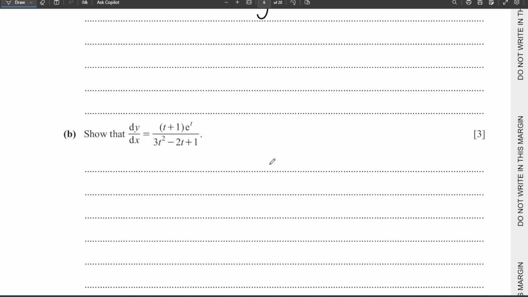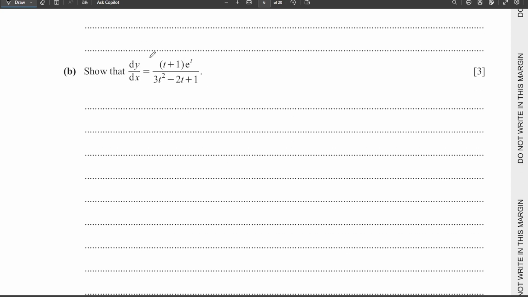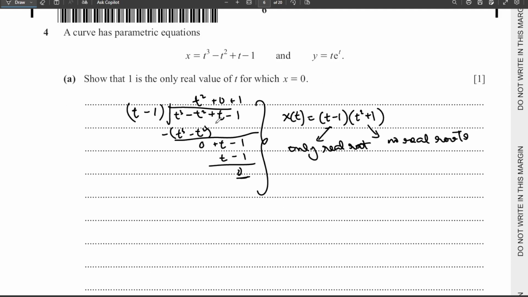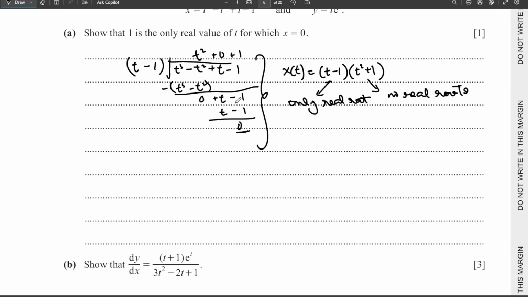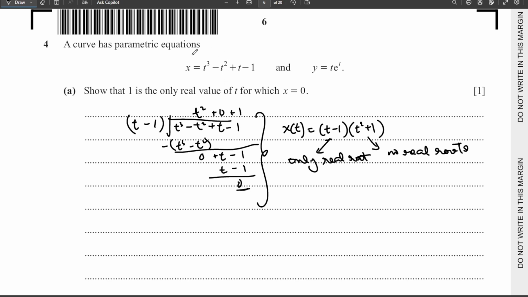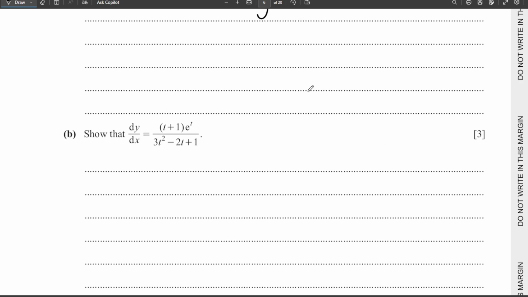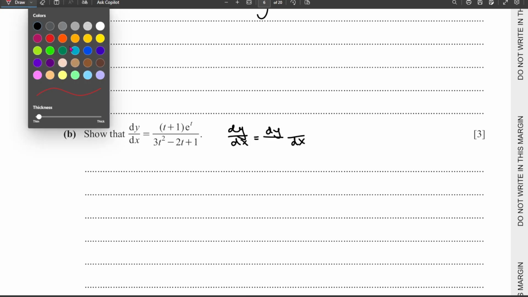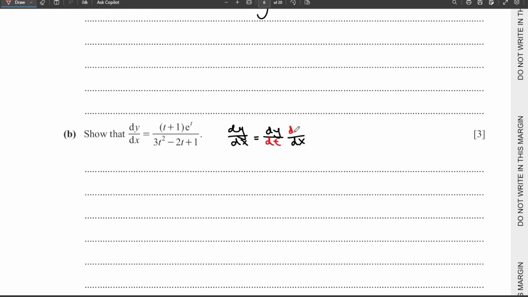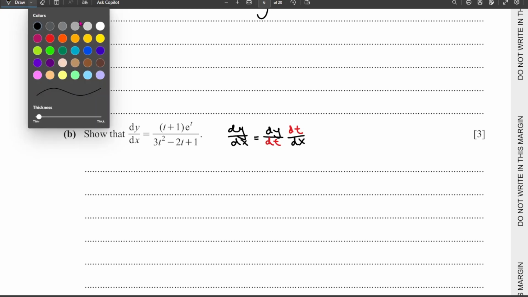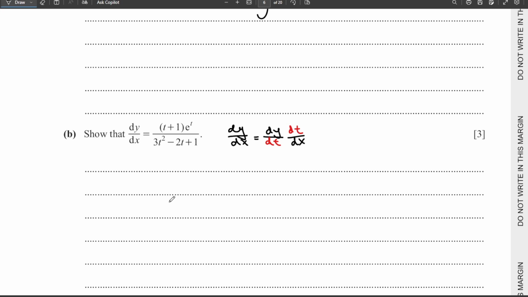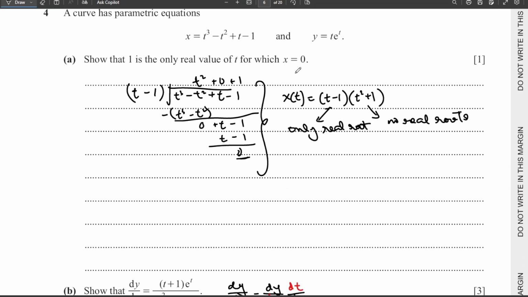Now we want to show that the first derivative, dy/dx, is this expression. Obviously it's giving us parametric equations here. We can only differentiate with respect to t, but then we use the chain rule, that dy/dx will be dy and dx, and in between we use dt as a chain rule to relate the two differentials. So first we find dy/dt.